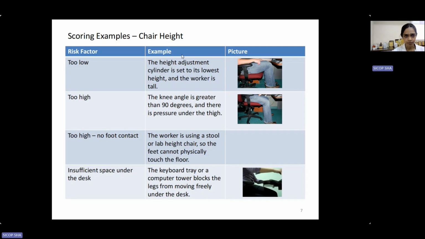So the scoring examples: chair height, if it is too low, the height adjustment cylinder is set to its lowest height and the worker is tall. Too high, the knee angle is greater than 90 degrees and there is pressure under the thighs. Too high, but there's no foot contact: the worker is using a stool or a lab height chair, so the feet cannot physically touch the floor. Insufficient space under the desk: the keyboard tray or the computer tower blocks the legs from moving freely under the desk.